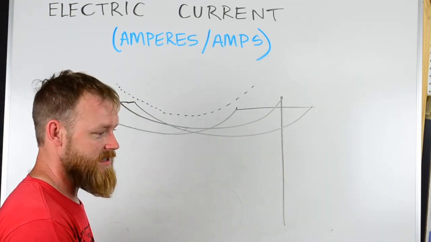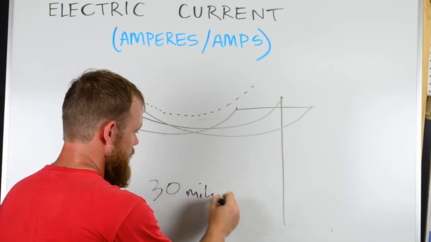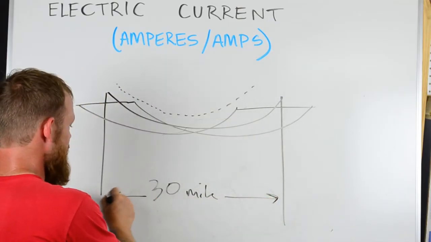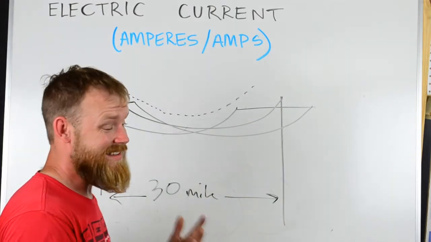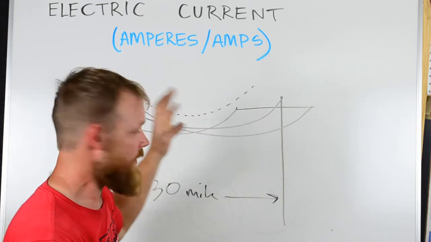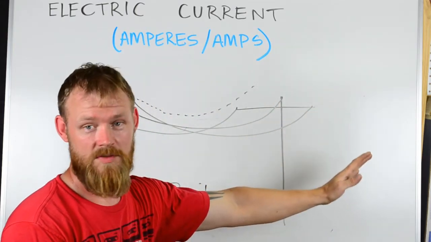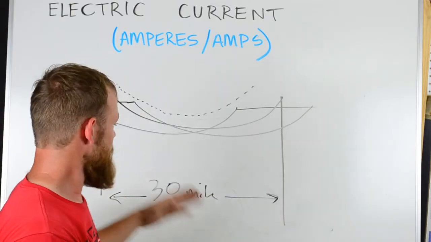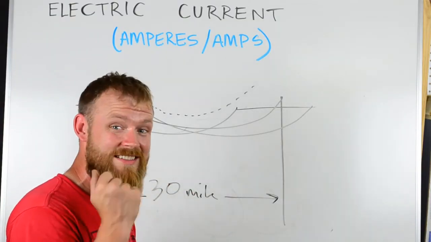So electrons themselves don't travel far. Say you had a 30-mile distance from this beginning pole to this pole. You've got a whole lot of poles in between. But over 30 miles, it's going to take one electron a very long time to eventually move all the way down to that farthest pole 30 miles away. It would take forever. But the effects of electricity, the effects of the current, are instantaneous.